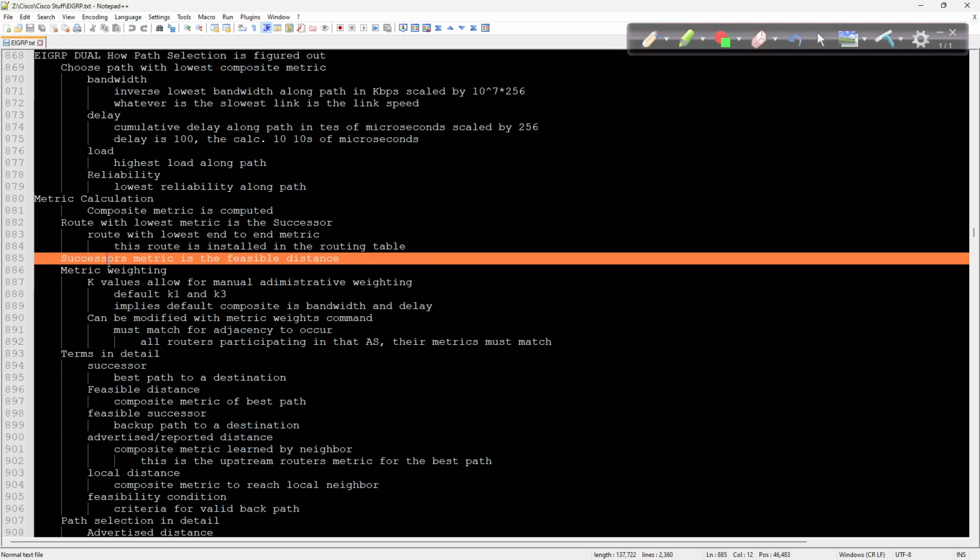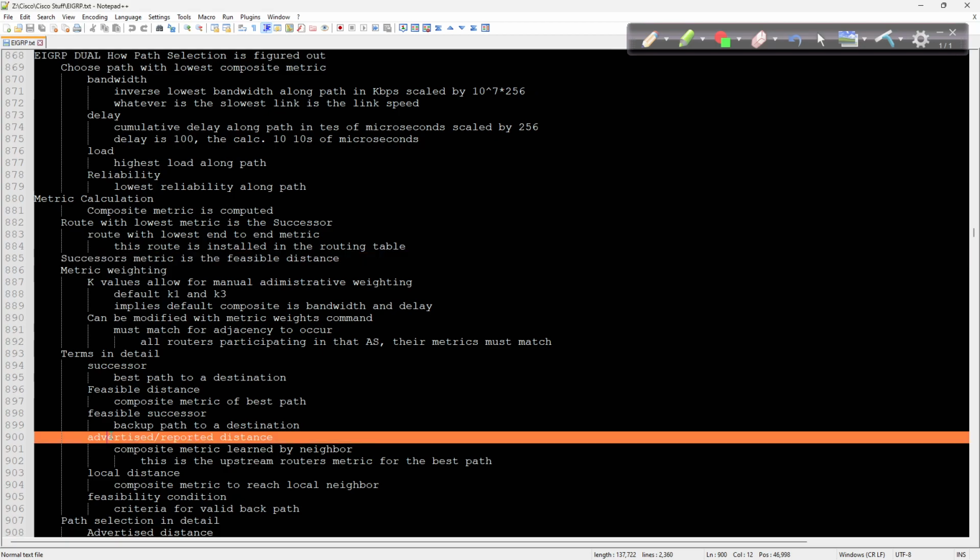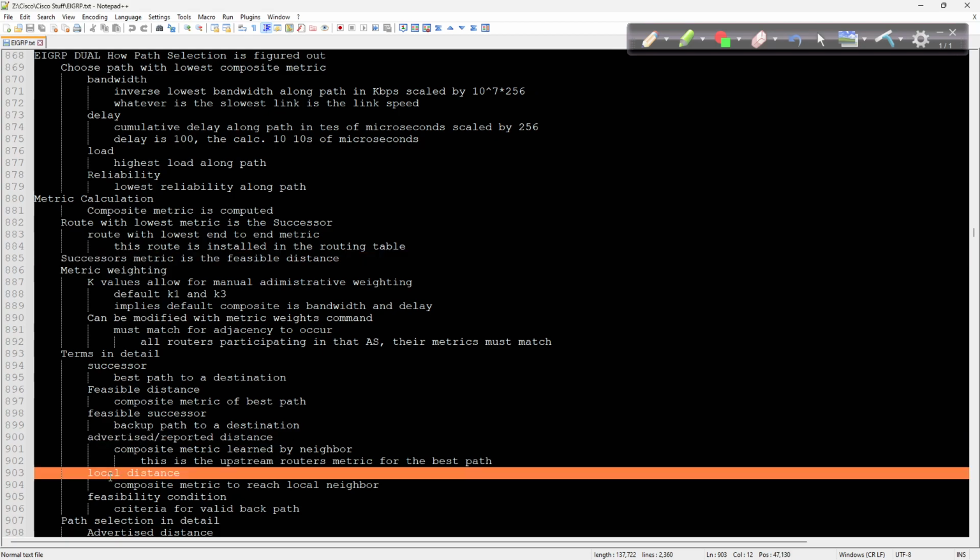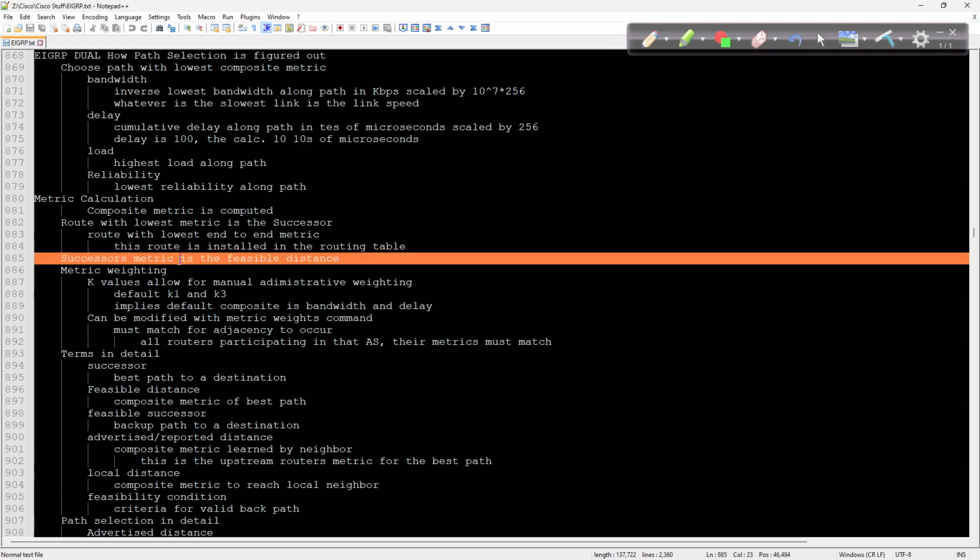The successor's metric is the feasible distance. The feasible distance is a combination of the advertised, or reported, distance and the local distance combined. And we'll talk about that here in just a minute.